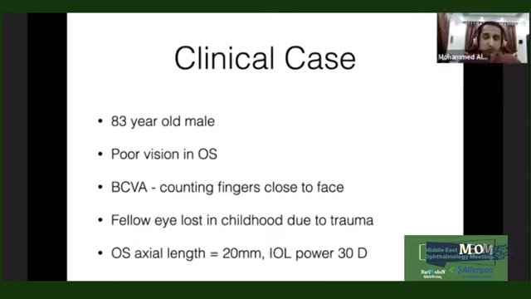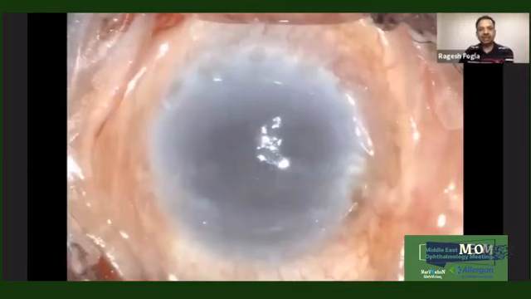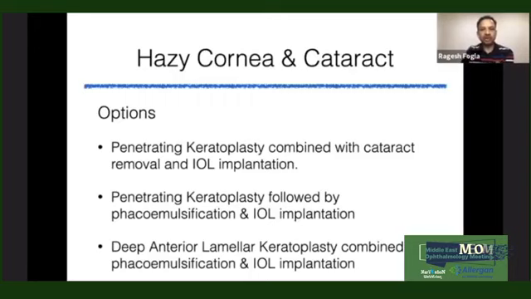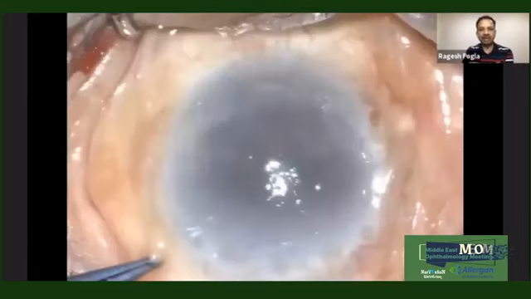Okay, if we don't want to delay Dr. Fogla now, we can go ahead with Dr. Fogla about his case. So this is basically an 83-year-old male, one-eyed, and his preoperative vision was counting fingers, and axial length of 20 millimeters and IOL power of 30 diopters. You can see there's hardly a visualization of the anterior chamber. So the options were either to do a combined triple procedure or do the keratoplasty first, followed by a subsequent cataract surgery. Or the third option where we could do a partial cornea transplant with cataract surgery.